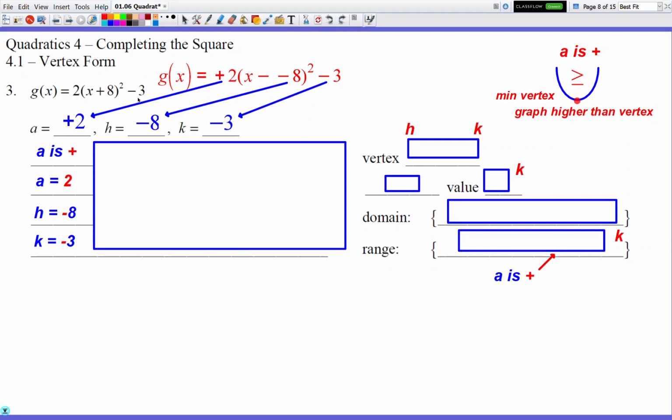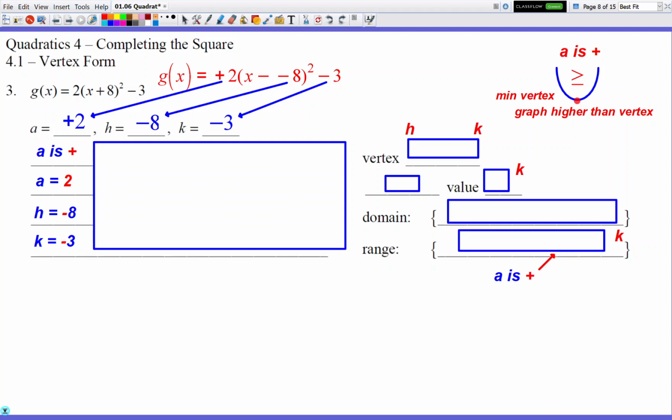The k value, it was -3 in my original equation. It's still -3 in my final equation. Okay. So the biggest difference is the plus sign turned into 2 minuses. And like I said, the reason is so that I can identify the proper h value as being -8. Okay. So other than that, everything else is the same.